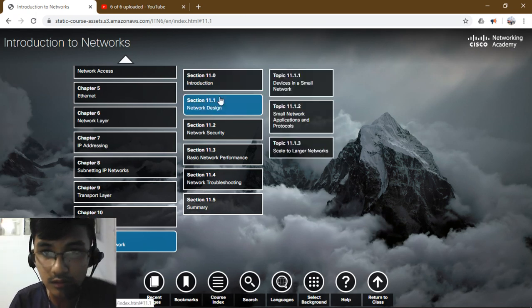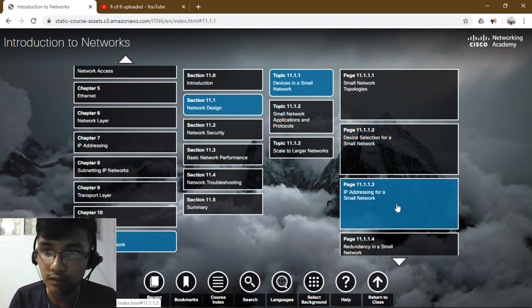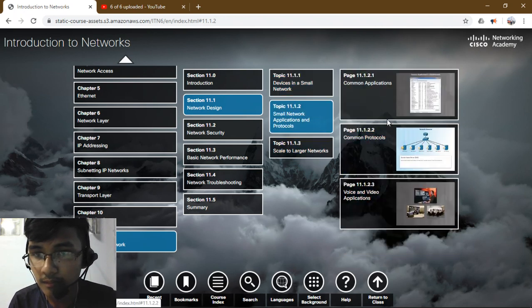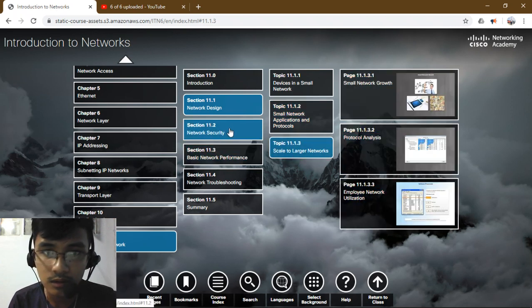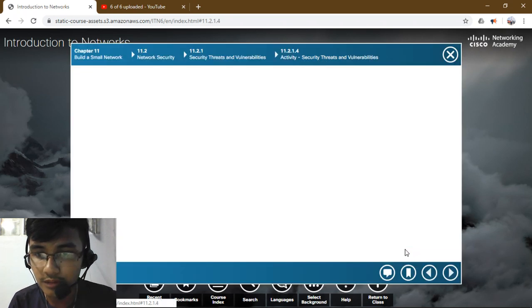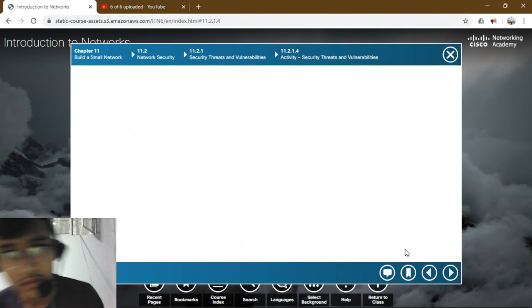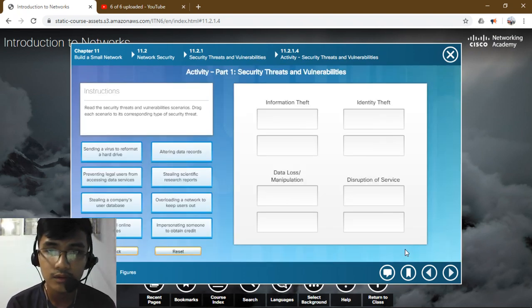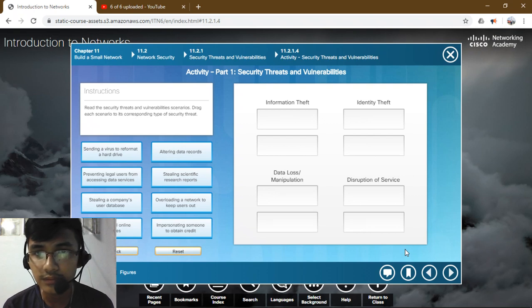First, let's search for the activities to be given. It's not here. Here. Activity: security threats and vulnerabilities. So here we have four types of security threats: information theft, identity theft, data loss and manipulation, and disruption of service.